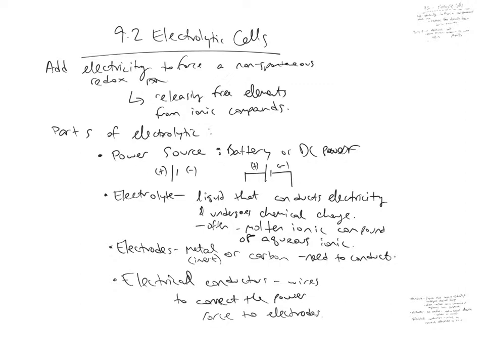And the purpose of this is to free elements from ionic compounds. So we are producing elements during this process and using a lot of energy to do so. We looked at the parts of an electrolytic cell: a power source, electrolyte, electrodes, and electrical conductors or wires. And notice here we talked about the convention for diagramming out that power source or that battery.